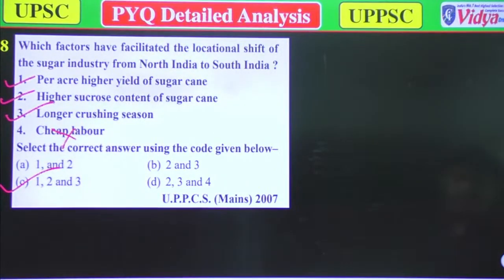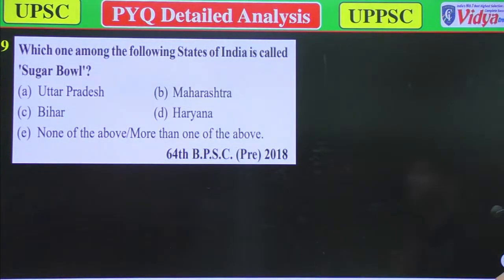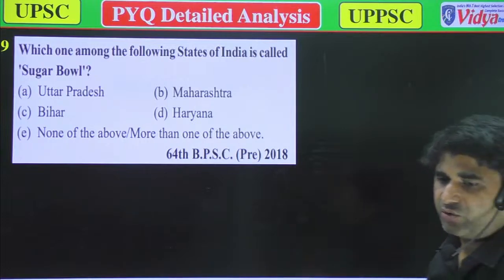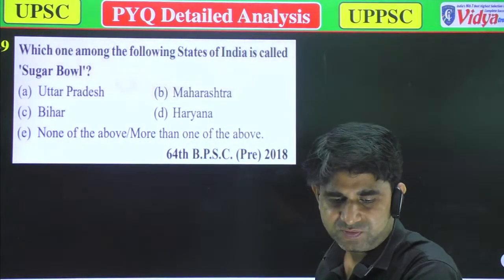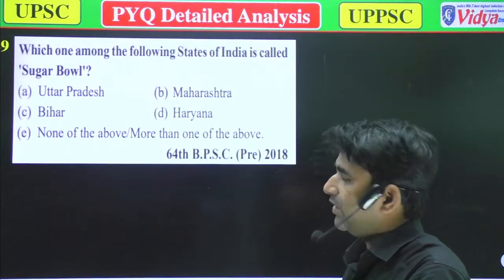Now we'll move to the next question. Which one among the following states of India is called the sugar bowl, meaning chini ka katora? Which of the following is known as the sugar bowl of India? And we have options A.